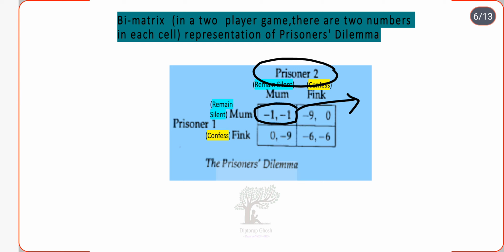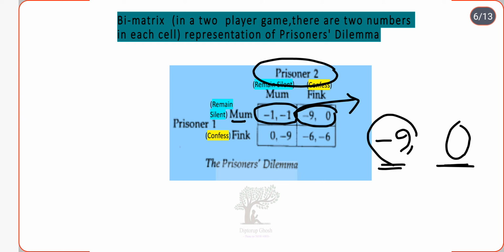In this strategy, prisoner 1 is remaining silent or mum and prisoner 2 is confessing, and prisoner 1 is getting -9, prisoner 2 is getting 0. So in this situation we can make prisoner 2 better off, but prisoner 1 is getting worse off. At first he was getting -1 year of imprisonment, now he is getting -9 years. So in this situation you can't make anyone better off without making another one worse off. So this is Pareto efficient.